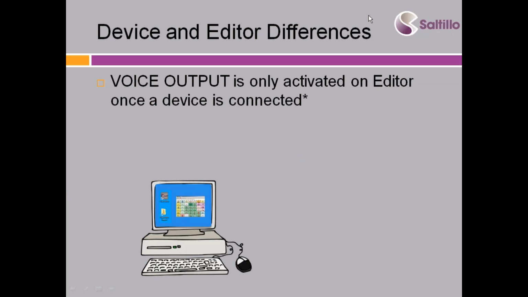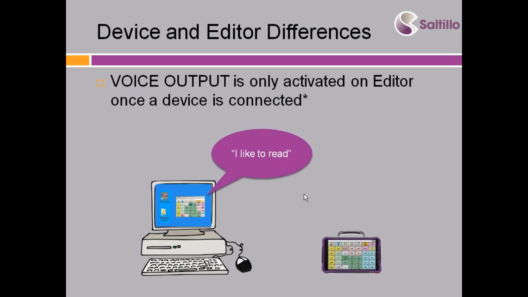A couple of things that are different with the device and the editor is that the voice output is only going to work after you've connected a device, just one time. So you connect the device to it, and it starts talking, and then you disconnect it, and it's still going to keep on talking. So you just have to connect a device once. And after you do that, it's fine talking all the time. It'll talk on your smart board or whatever.